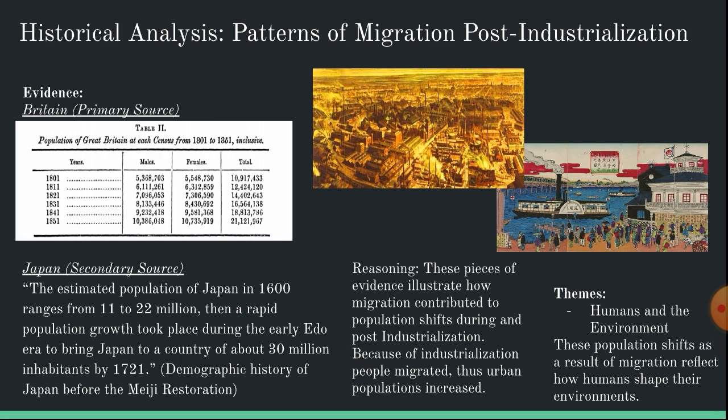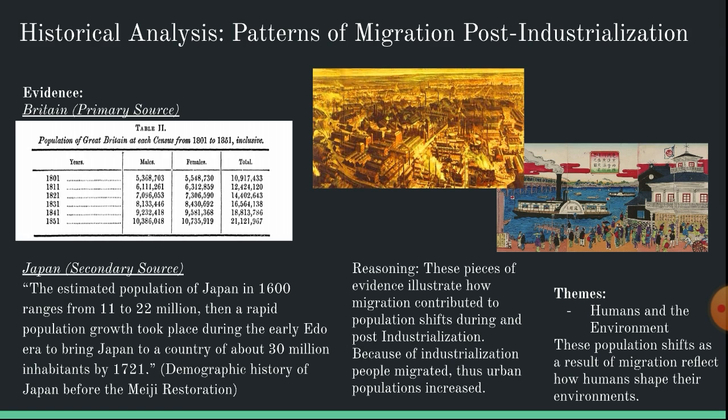The evidence of patterns of migration in post-industrial Japan is a secondary source, from a collection of charts and analysis on Japan's population that discusses rapid population growth as a result of migration during the Industrial Revolution. Japan's population went from 11 million in 1600 before industrialization to 30 million in 1721 during the Industrial Revolution.